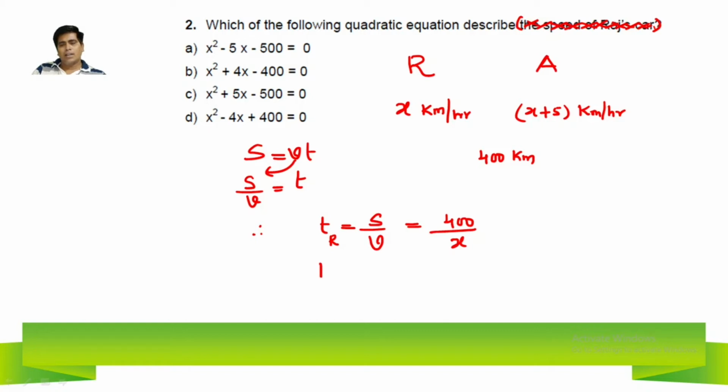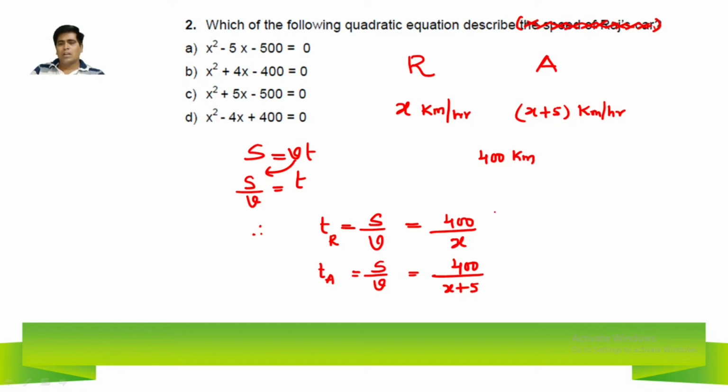Similarly, I will calculate the time of Ajay. Same, distance by speed. He is also covering the same 400 kilometers, and his speed is different over here. So what is the difference we have? Speed: x plus 5. This is the difference in speed. So what I wrote is distance by speed. The time taken by Raj is 400 by x, and the time taken by Ajay is 400 by x plus 5.